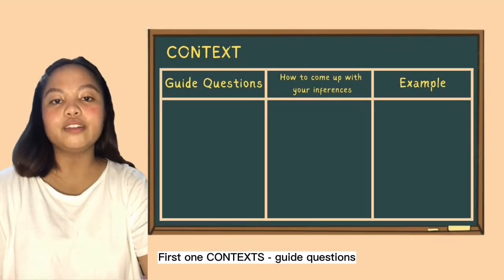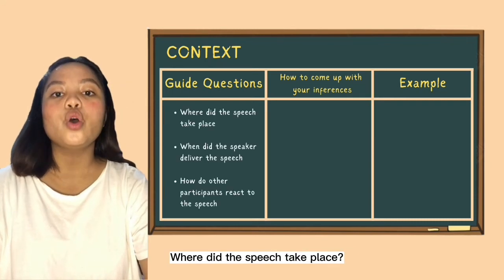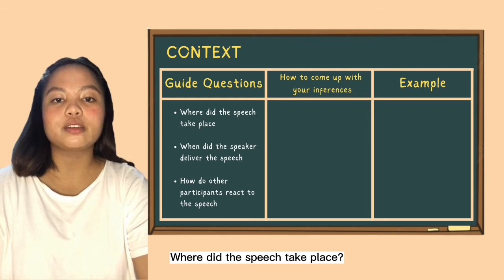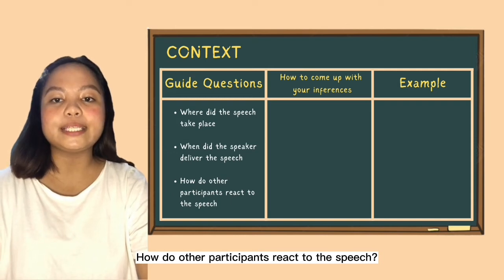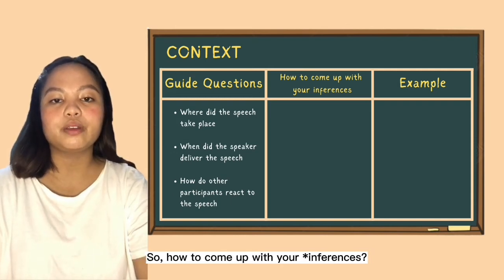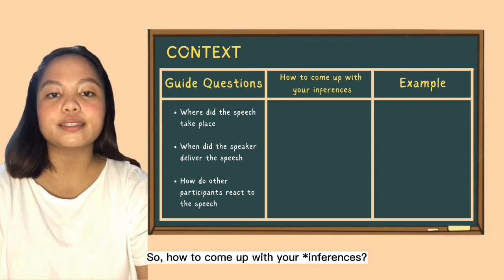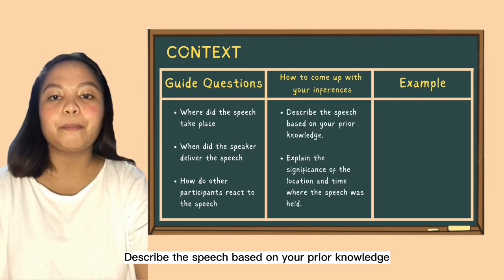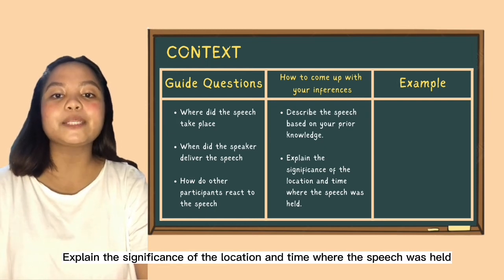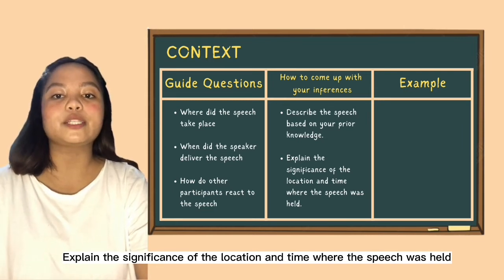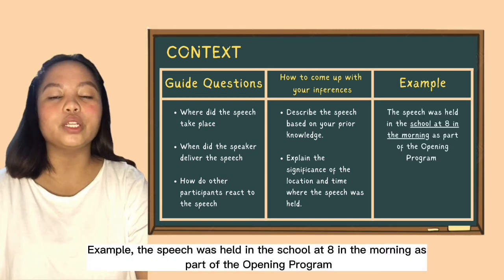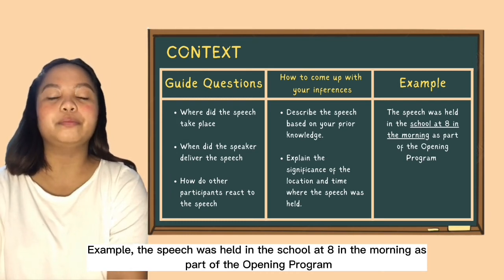First one, context. Guide questions: Where did the speech take place? When did the speaker deliver the speech? How do other participants react to the speech? So, how to come up with your inferences? Describe the speech based on your prior knowledge. Explain the significance of the location and time where the speech was held. Example: the speech was held in the school at 8 in the morning as part of the opening program.